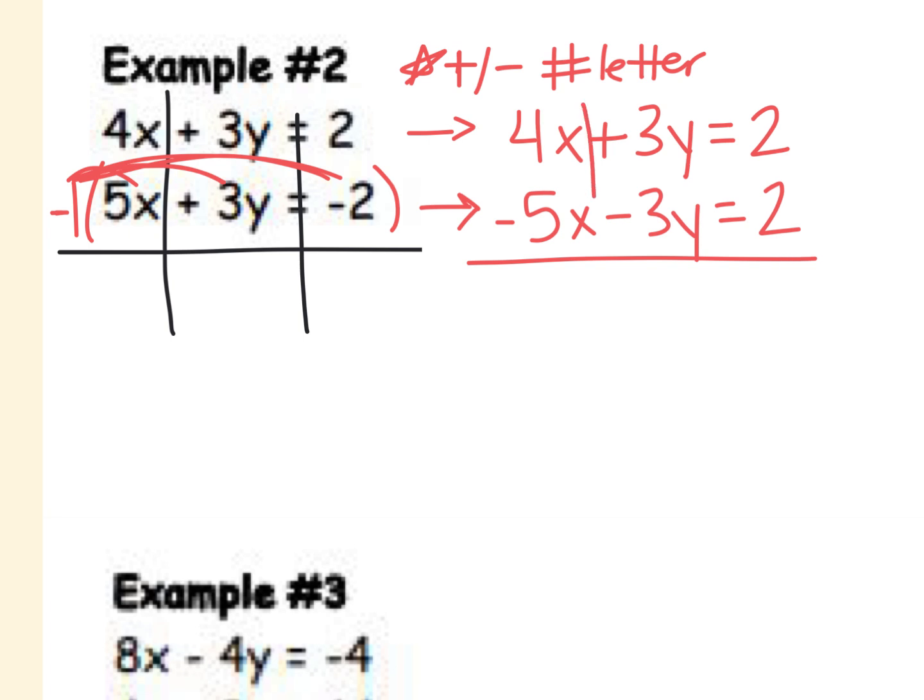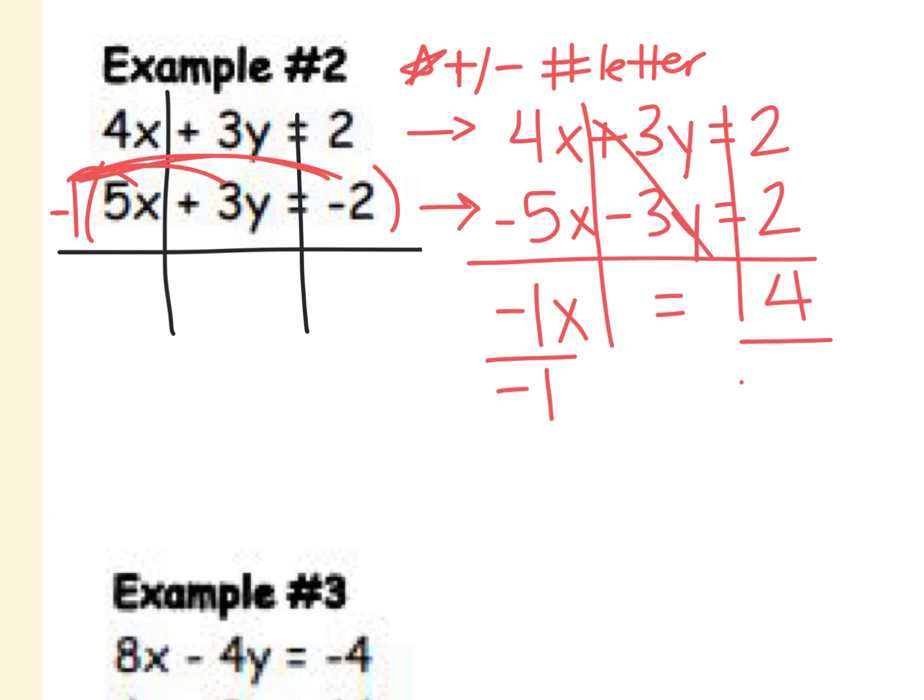So now, when we look at our columns, our y's are going to eliminate. So now we can put our x's together. We have 4x minus 5x is a -1x, and 2 plus 2 is 4. Now it's a 6th grade equation. So we're going to divide by a -1. Remember, you don't change the sign when you divide. A positive divided by a negative is a negative. So now we have to find the value of y.